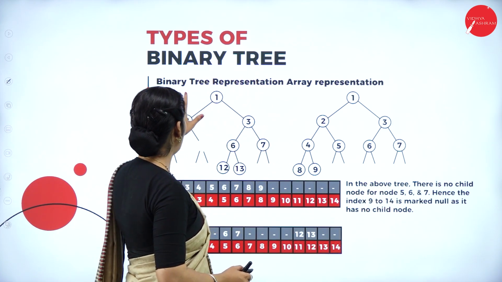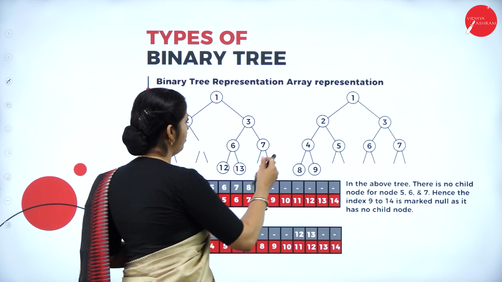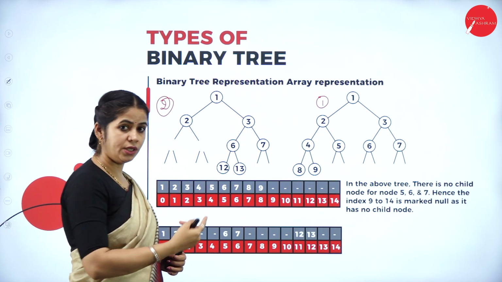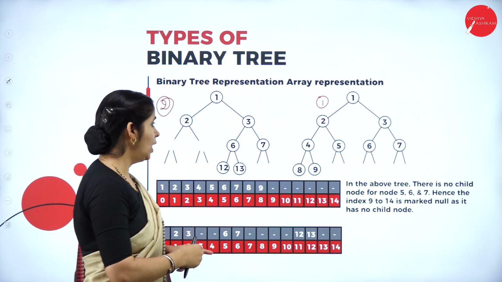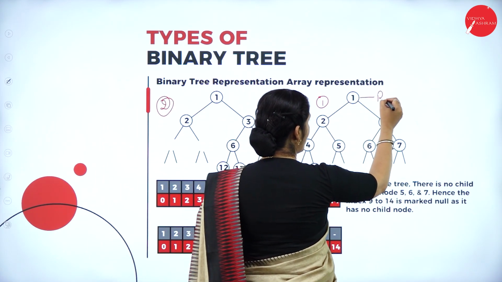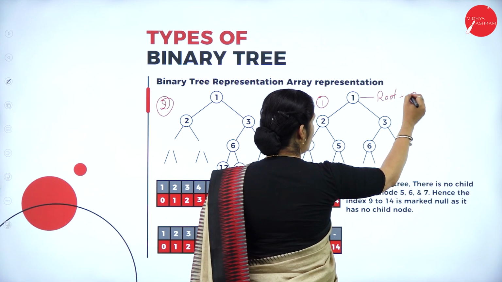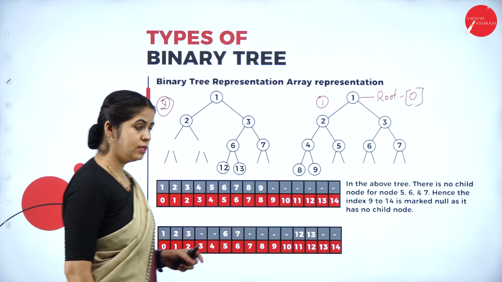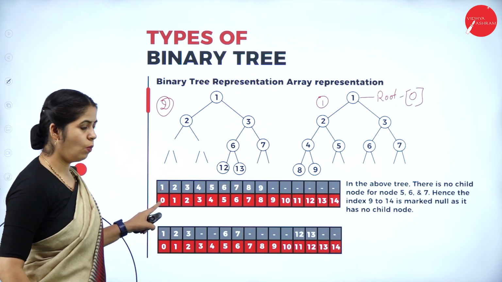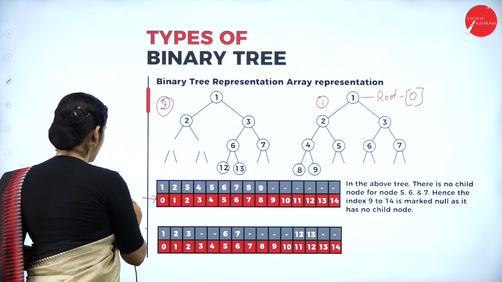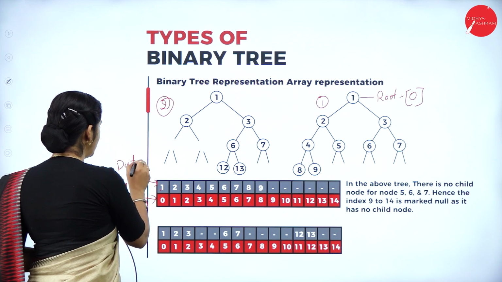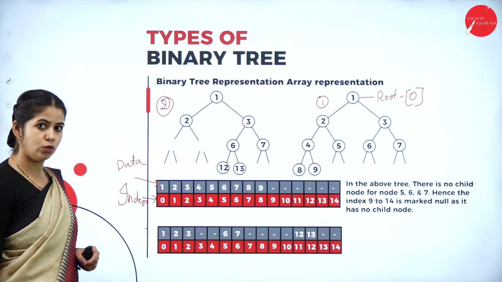We have 2 examples here. This is example 1. This is example 2. We have one binary tree. How are we going to represent that binary tree in array format? First, we have to take the root node at index 0. The root node should be at index 0, right? What is the root node? The root node is 1 at index value 0. This represents the index value, and this represents the data or the information that we are storing in the nodes.